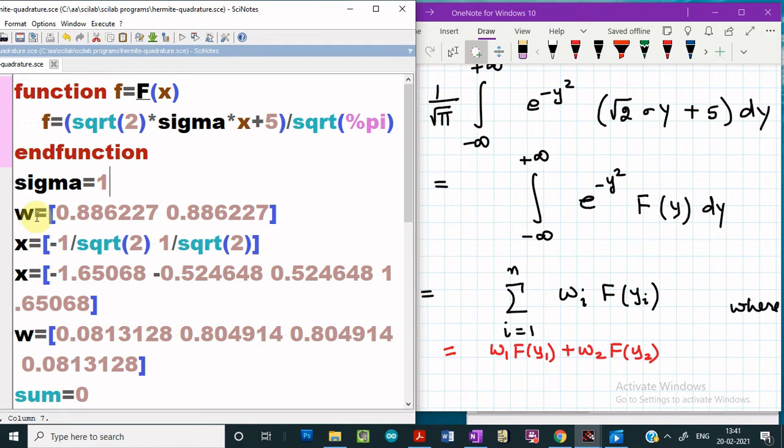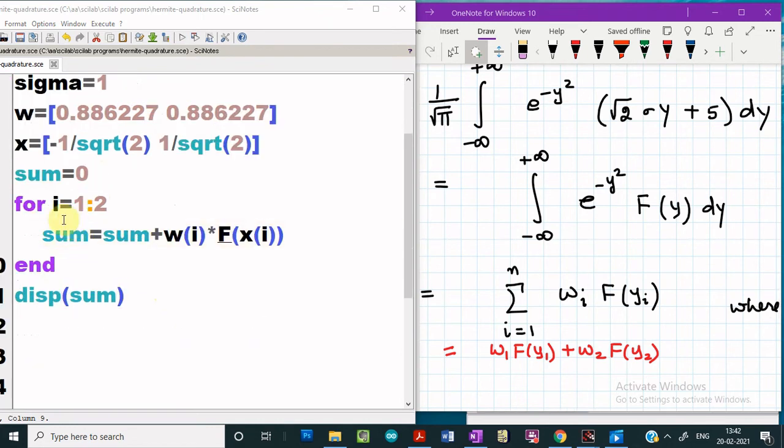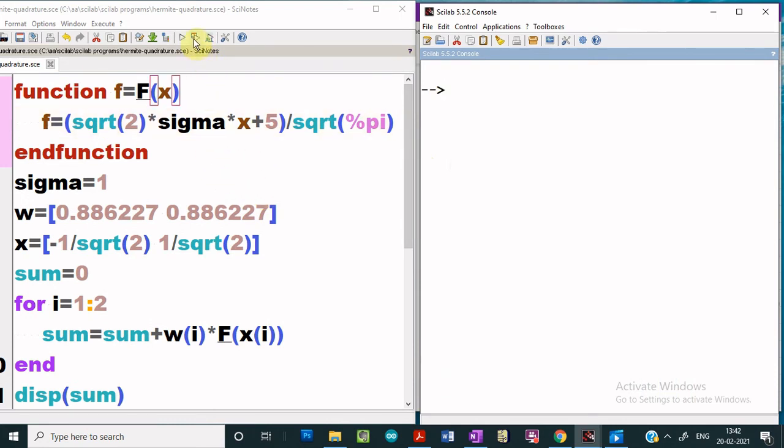Now w carries the two values of the weights, and x is the abscissa, equal to minus 1 by square root 2 and 1 by square root of 2. We are using the vectors x and w to store the values of the abscissa and weights. After this, since we have to find the summation of this term, we are using the for loop, and within the for loop we are just using this single statement because we have to find w1 times f(y1) plus w2 times f(y2). This will compute the sum, the final result will be stored in the sum variable, and we are displaying the sum. Now let us execute the program and see what result we get.